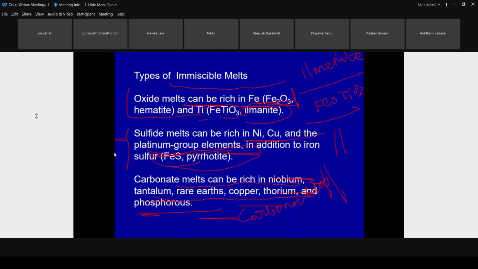I'm not sure, sir. Not sure. Did you study about this rock type last year in igneous petrology? Yes, sir, not in much detail, but I have heard of carbonatite.